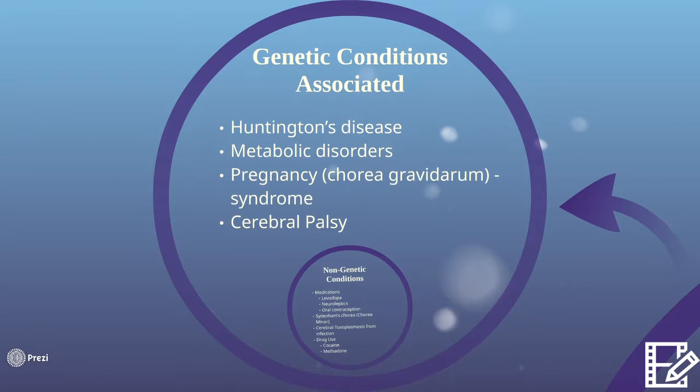Choreiform gait can show up in both genetic and non-genetic conditions. Genetic conditions associated with choreiform gait include but are not limited to Huntington's disease, metabolic disorders, pregnancy, also known as chorea gravidarum syndrome, and cerebral palsy.